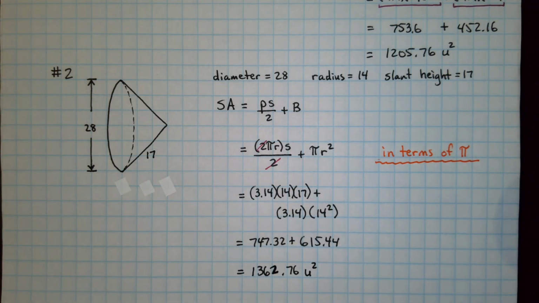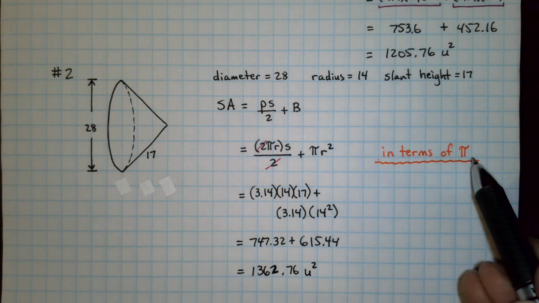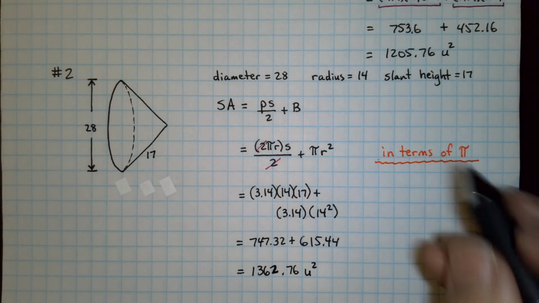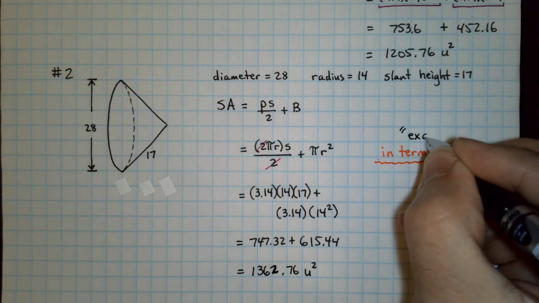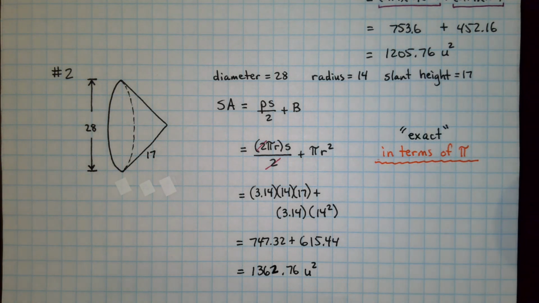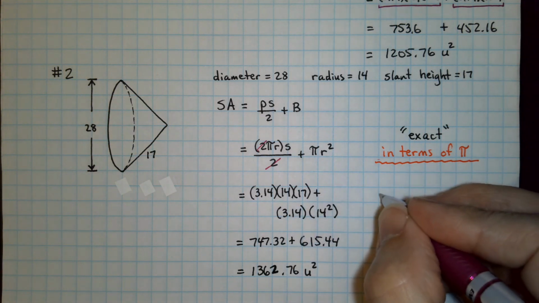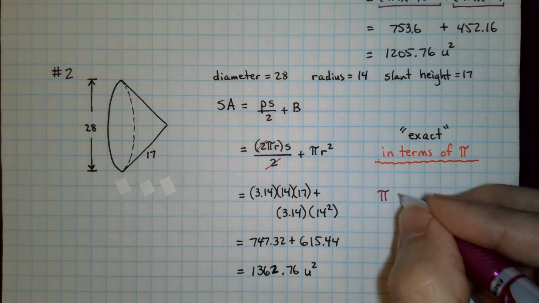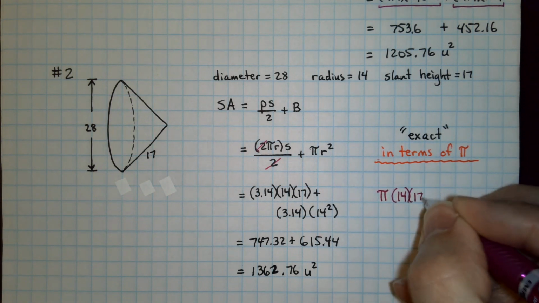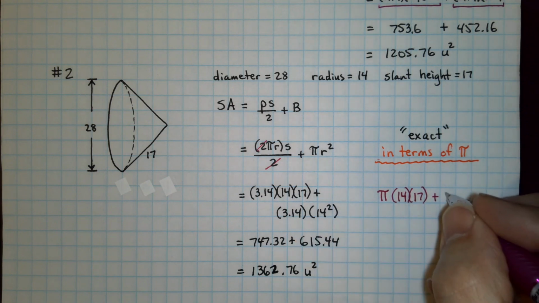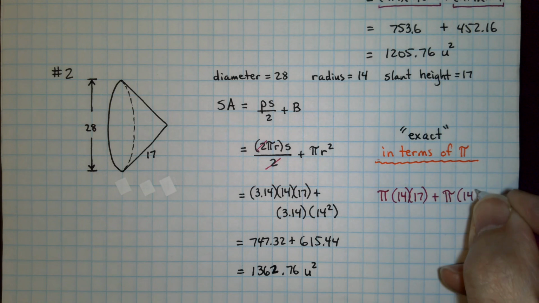Now, sometimes you'll see this phrase in terms of pi, and also sometimes you'll see the term exact. All that means is that when we do our calculation, we do not want to have 3.14 involved, because that's an approximation for pi. Instead, what we would do at this line of the problem, instead of putting in 3.14, we would leave a pi symbol, and then everything else would be put in just the same.